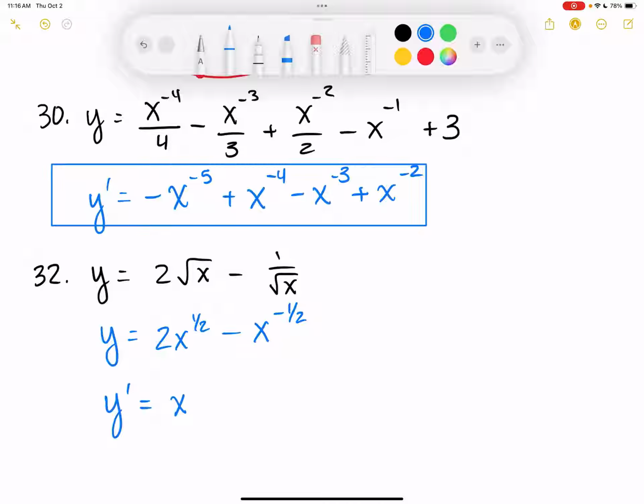Or like x to the negative 1/2. Yep, because your 2 and your 1/2 cancel. And then what about the second part? Plus 1/2 x to the negative 3/2. Yeah, okay. Why did I just write 3 over 3? 3 halves.